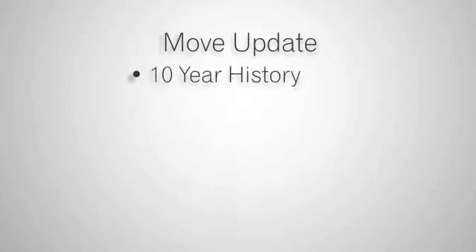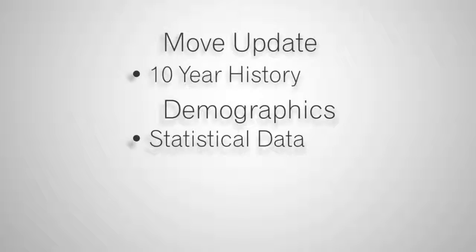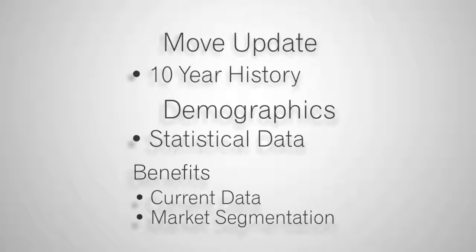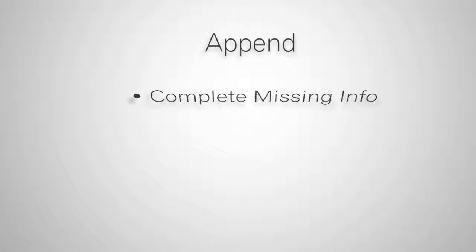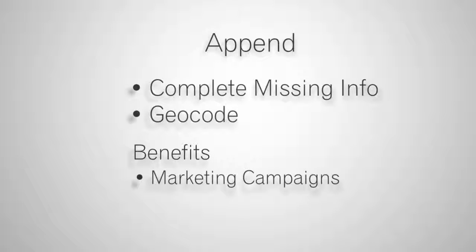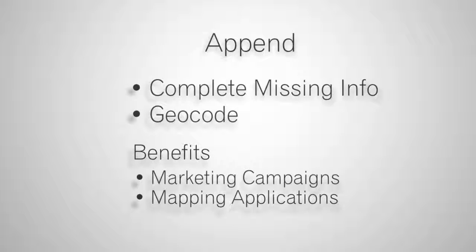Move Update can move records from up to a 10 years history. And Demographics provides you with statistical data on your contact records. This helps keep data current with latest address information and target customers with detailed market segmentation. Append: complete contact record data with missing info like phone and email. Returns addresses geocoded coordinates. This enables cross-channel marketing campaigns, empowers mapping applications, and enhances your decision-making.